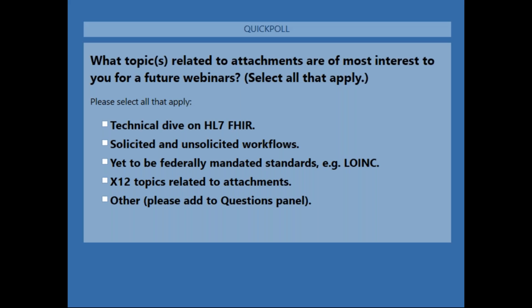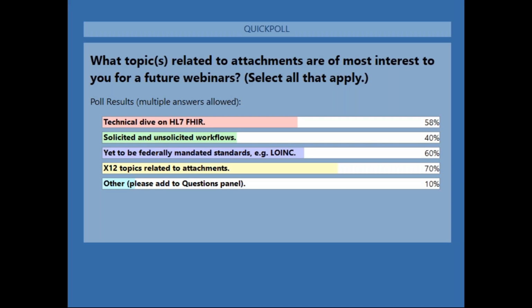And what I will do is share. I'd like to share with the audience what the more popular topics are. Let's go ahead and close and then share the results. And I'm curious, from Taha or Bob, I know that the HL7 solicited and unsolicited, HL7, the federal mandate, and the other X12 topics related to attachment seem to be the most of most interest to this group. What do you all think? Is that sort of in line with what you thought?